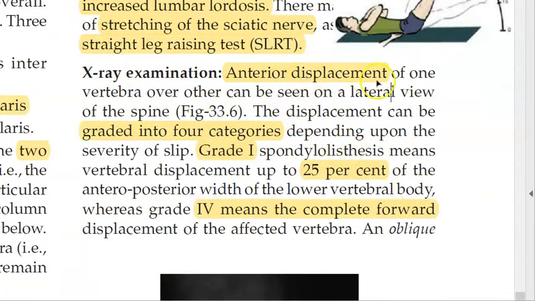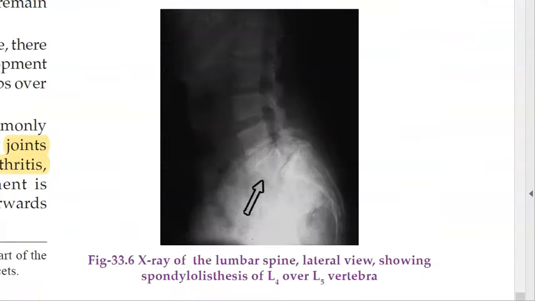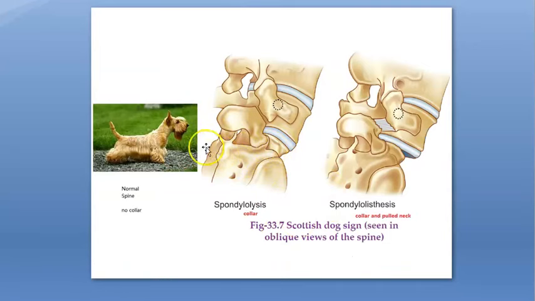X-ray, what will you see? Anterior displacement. Everybody will say you will see displacement, and in this you can grade. Grade 1 means 25% has gone forward or something like that, and grade 4 means completely forward. Here they are showing some displacement. And don't forget to mention this sign.